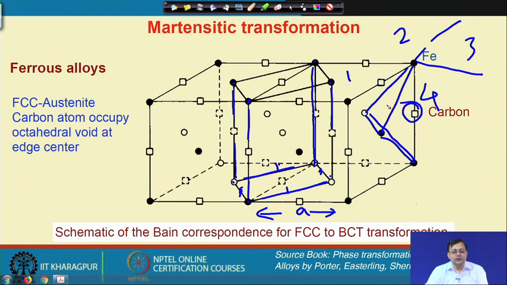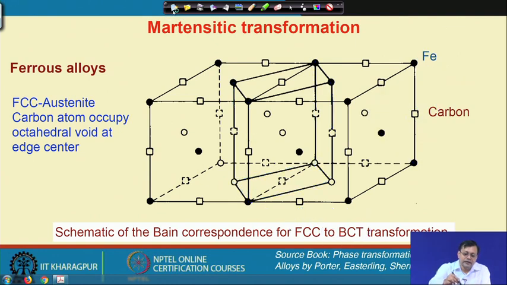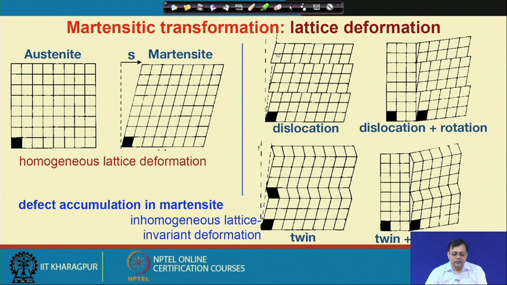So, the atoms remain in the same position, however, the lattice transforms from a face centered cubic to a body centered tetragonal structure. This is very interesting, and let us have a look at some other aspects.